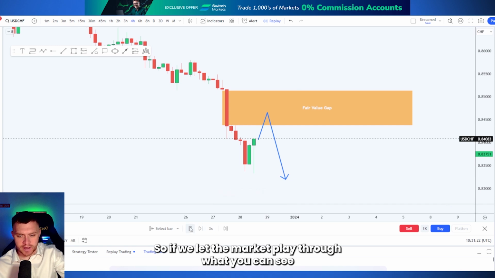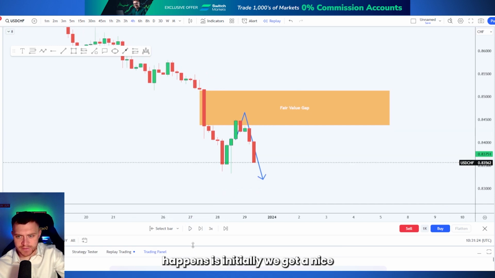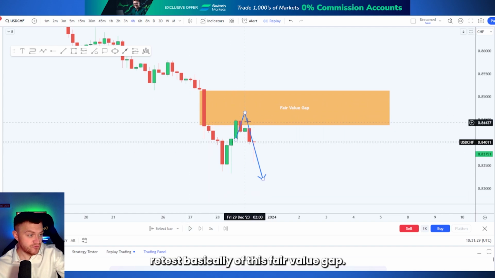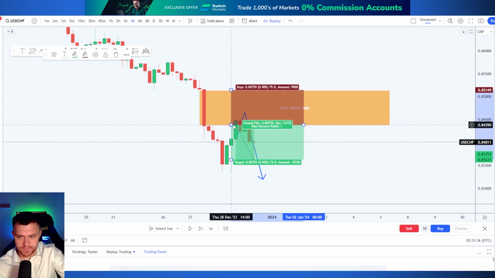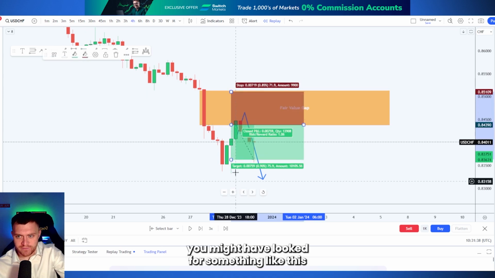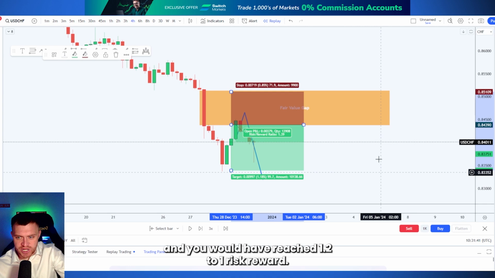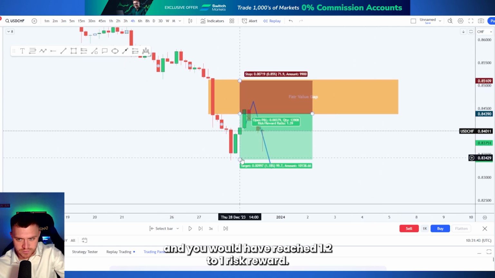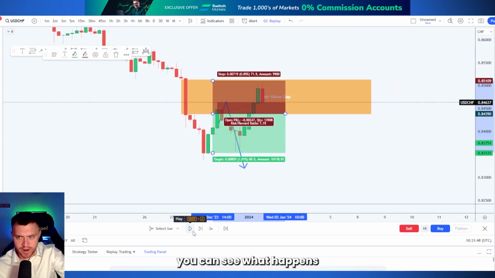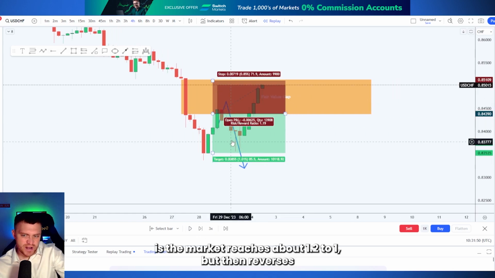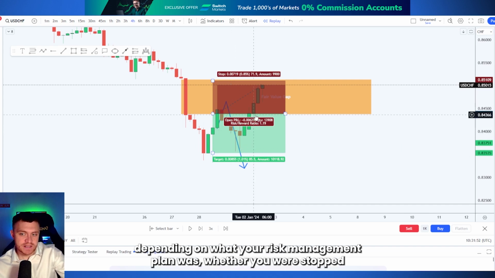So if we let the market play through, what you can see happens is initially we get a nice retest of this fair value gap, and it acts as a nice resistance area. So if I mark a short position there, you may have looked for something like this, and you would have reached 1.2 to 1 risk reward. If I let that trade play out, you can see the market reaches about 1.2 to 1, but then reverses, depending on what your risk management plan was, whether you were stopped out at entry.